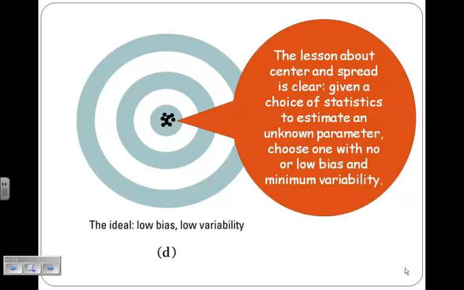So the lesson about center and spread that I want you to remember, if you're given a choice of statistics to estimate some parameter that's unknown, you should always choose one that has no or low bias and minimum variability. Right? That's what you want.